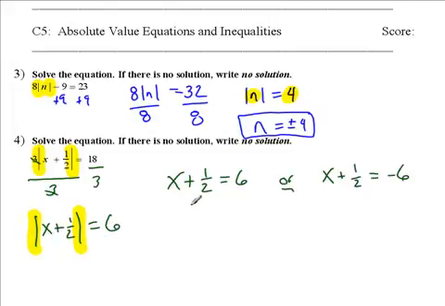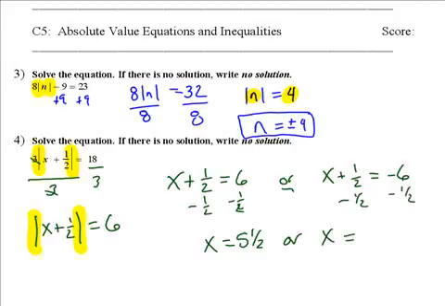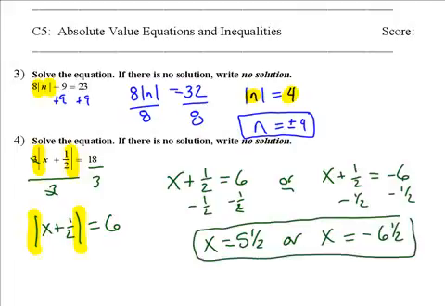If I subtract a half from both sides, I get x is equal to 6 minus a half, which is 5.5. Or, I subtract a half from both sides here also, x equals negative 6 minus a half, which is negative 6.5. So there's my 2 answers. I either get 5.5 or negative 6.5. And we're done. Question there.